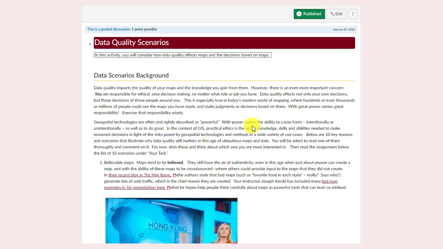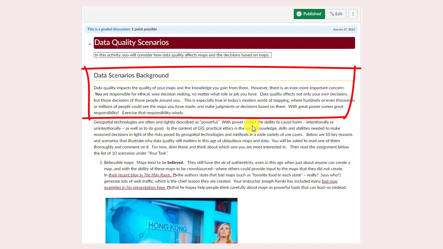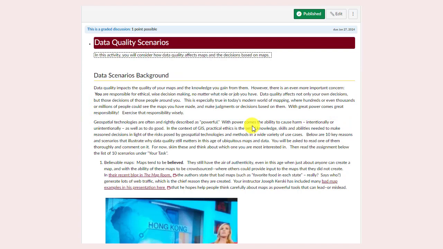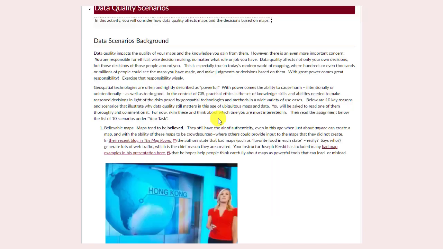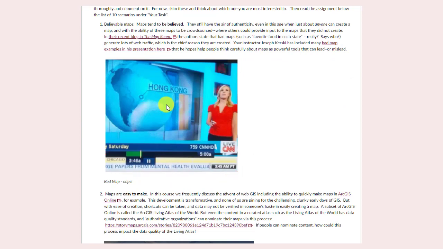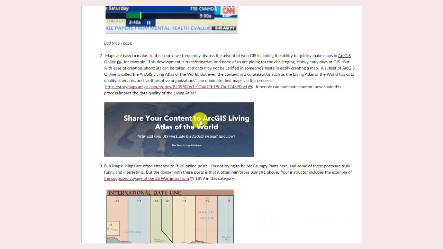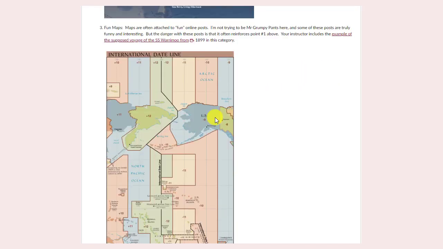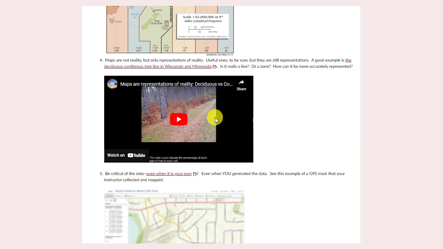This week, you will be invited to explore the data scenarios background, shown here. Since this is our Mapping Our World course, I really want you to be able to consume, interpret, and create maps and mapped information. But I also want you to develop a critical view of maps, recognizing maps' benefits and utility, usefulness, but also their limitations. So in this data scenarios background, you'll look at some truly bad maps that are obviously in error, go through the fact that maps are easy to create, but therefore anybody can create mapped content, and what the data quality scenarios are around those issues of everyone being a map creator.